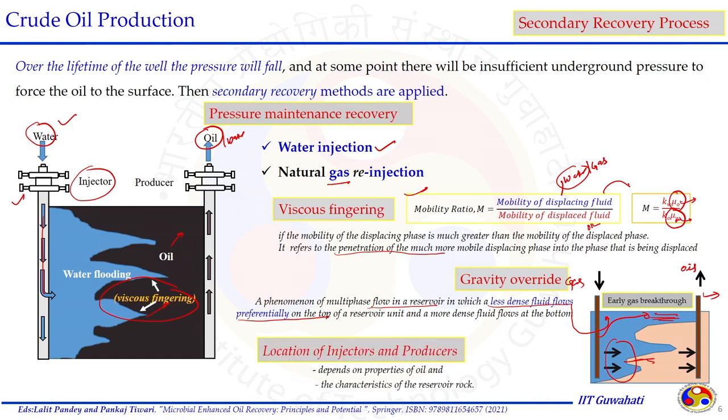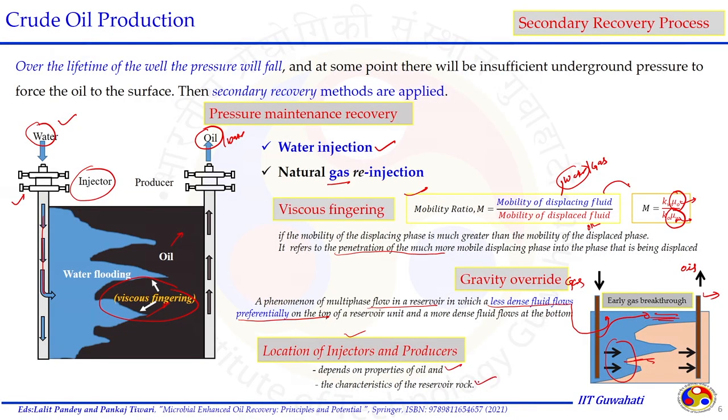Another important feature or parameter that characterizes the performance of the secondary oil recovery process, or assesses the success of the water flooding process or the gas injection process, is the location of the injector and producer wells. Of course, there could be many wells in the reservoir. Some are converted to injection wells, some are still production wells. If needed, more injection wells are also drilled in the reservoir domain to have better connection between the injection and the producer wells. Other than the location, the success of the secondary recovery process also depends on the properties of the oil and the characteristics of the reservoir rock.